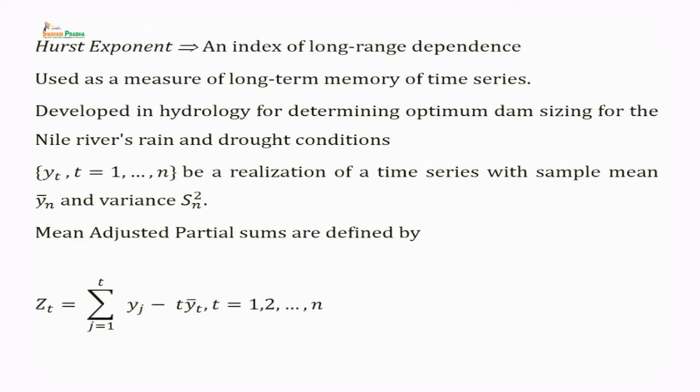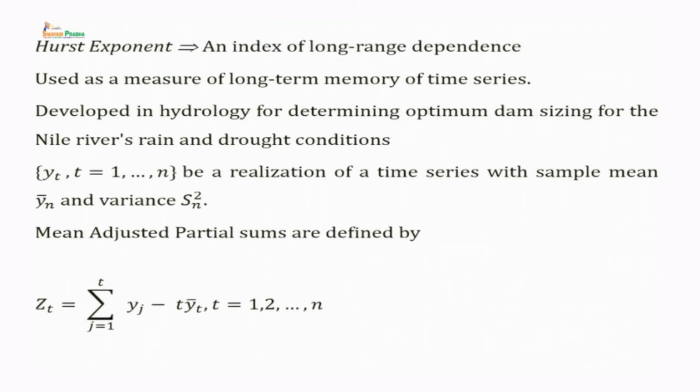I also define the Hurst exponent. This is an index of long range dependence. So, for measuring long range dependence, this Hurst exponent is often used, or it is used for measuring long term memory of the time series. And actually this measure was developed in hydrology for determining optimum dam sizing for the Nile River's rain and drought conditions. So, this is the origin of this measure of long range dependence, the Hurst exponent. It was originally developed to determine the optimum dam sizing for the Nile River.